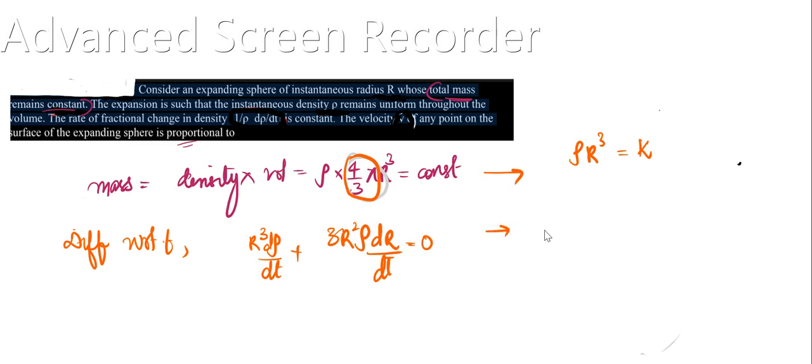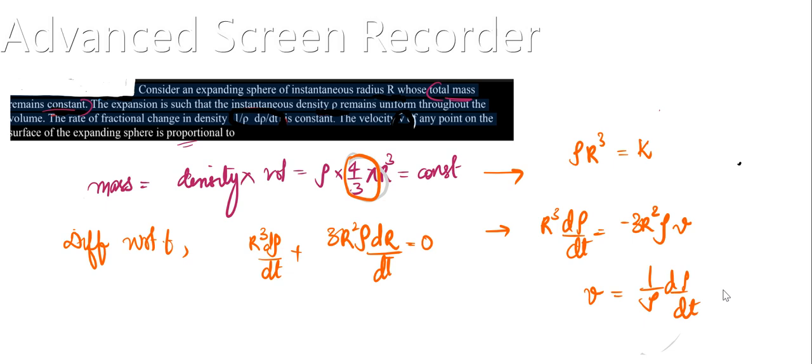Furthermore, we can write this as r cube into d rho by dt is equal to minus 3r square rho into dr by dt, and dr by dt is actually equal to velocity. That is, velocity is equal to 1 by rho into d rho by dt into r divided by 3.